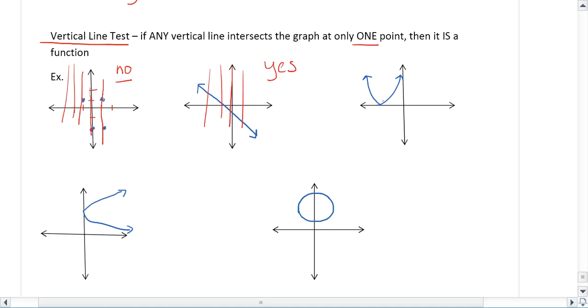This is supposed to look like a parabola that gets bigger and bigger as it goes out on both sides, and any vertical line you can draw there would only hit once. So we would say yes, that is a function. Here, this is supposed to represent a sideways, an x equals parabola, and obviously if I draw a vertical line there, it hits twice, so we would say no. And any circle that you would draw anywhere on the graph, a vertical line could hit it twice, so again, no, not a function.